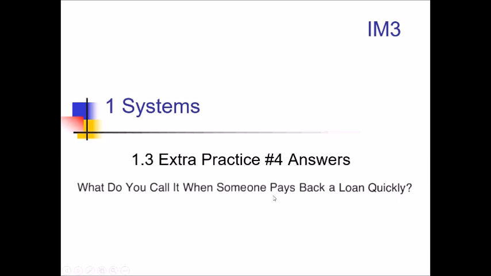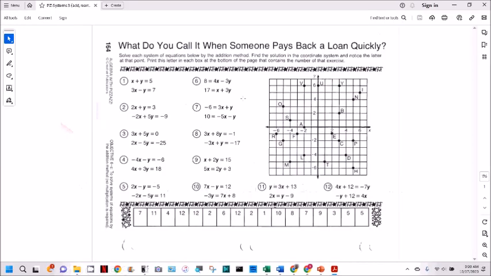This is based off of a puzzle, so let me show you the puzzle. So here's the original puzzle. The riddle here is, what do you call it when someone pays back a loan quickly? And that's what you're trying to figure out by doing this puzzle.